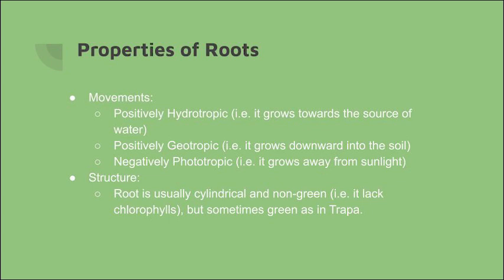In the category of structure, the roots are normally cylindrical and lack chlorophyll. Very few exceptions are there, like Trapa, that is commonly known as Singhada. In this plant, the roots are capable of photosynthesis using light energy coming through water.